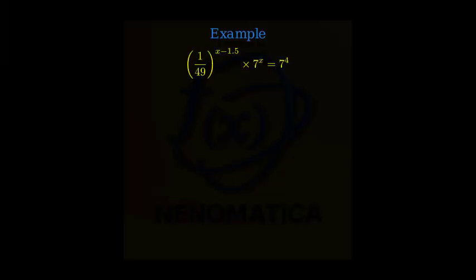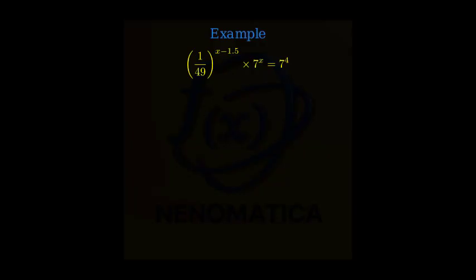Let's look at this example. We need to solve the equation (1/49) raised to the power of x minus 1.5, multiplied by 7 to the power of x, equals 7 to the power of 4. This problem requires us to apply the rules of exponents carefully.